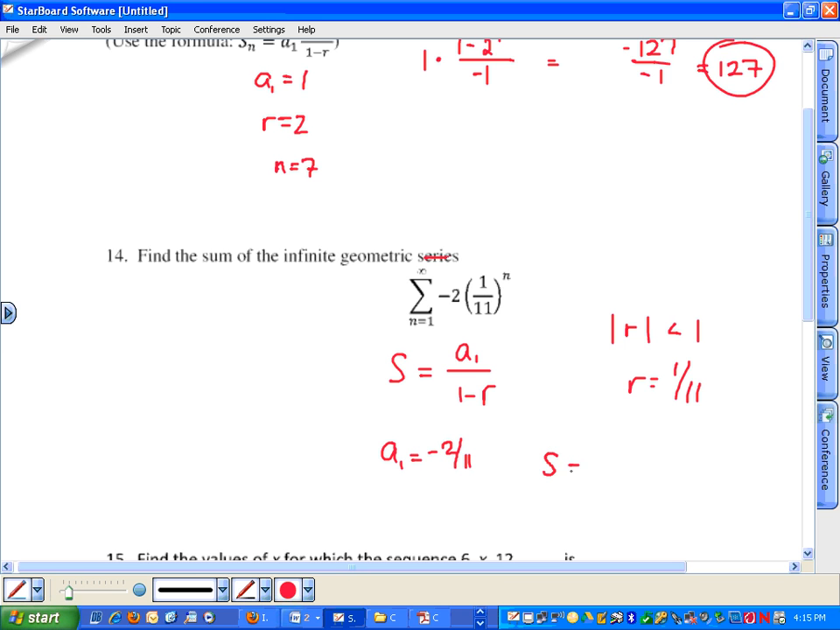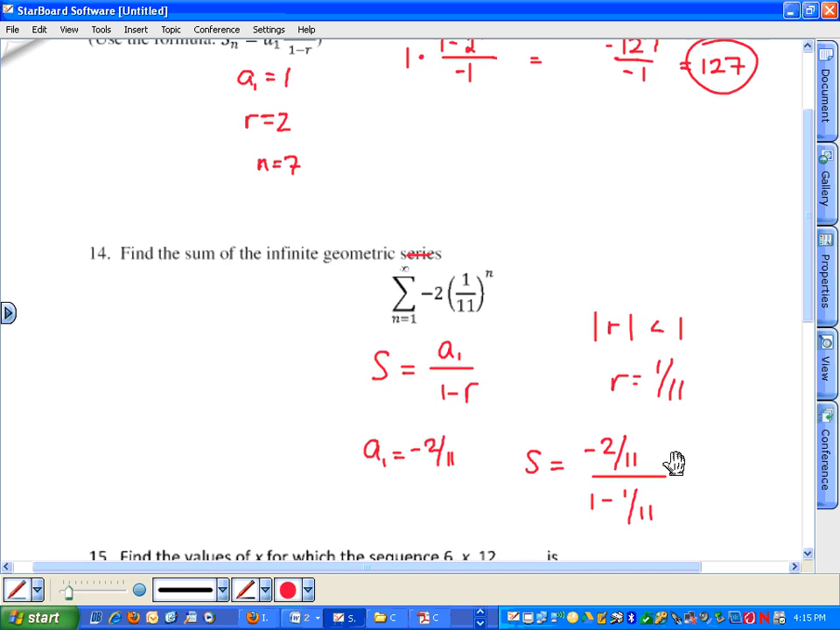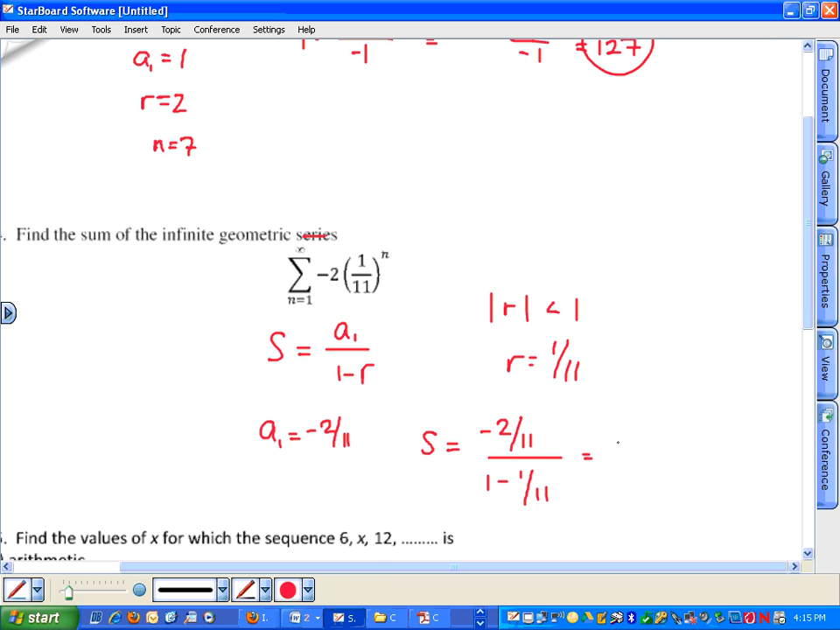So the sum is going to equal negative 2/11 divided by 1 minus 1/11. And that's negative 2/11 divided by 10/11, which is negative 2 divided by 10, which is negative 1/5.